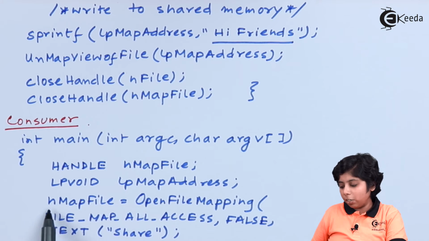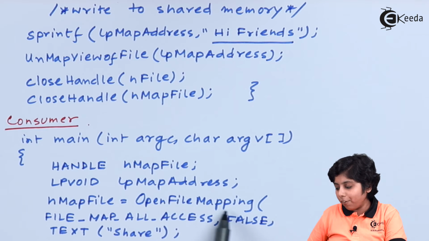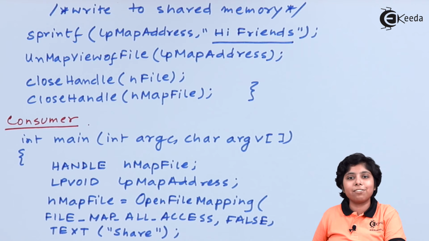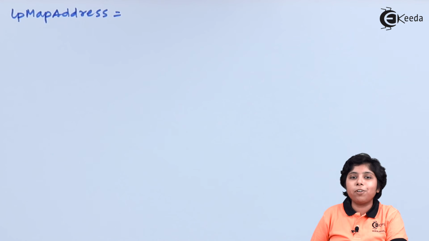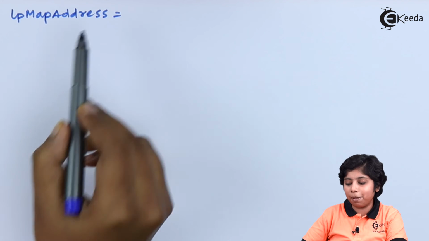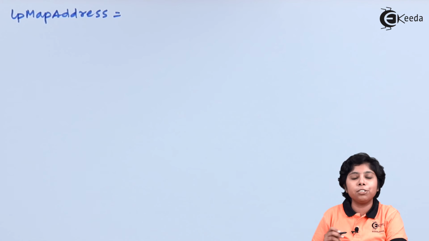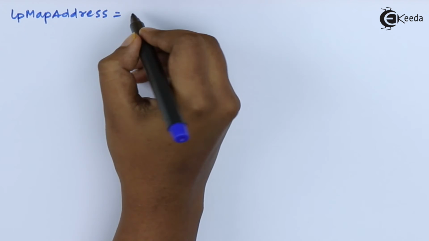Here we are creating the OpenFileMapping handle, the hMapFile handle. For this OpenFileMapping function, we are passing FILE_MAP_ALL_ACCESS, that is the read write access, then FALSE, that is no inheritance is required, and lastly the text Share that we created using the producer process. Now in order to access that particular shared object, the MapViewOfFile function should return in this memory address where the consumer can read from.